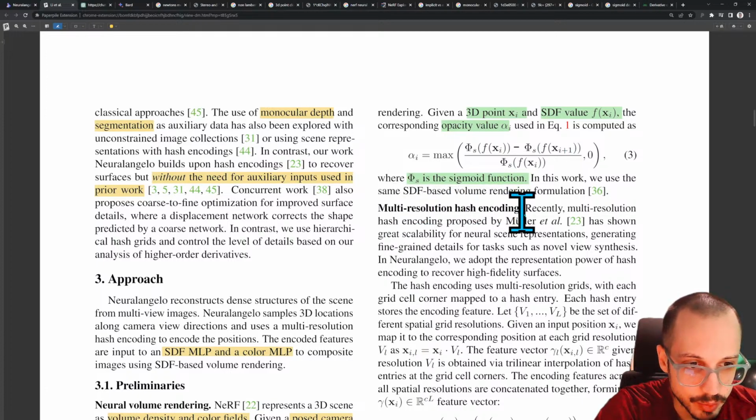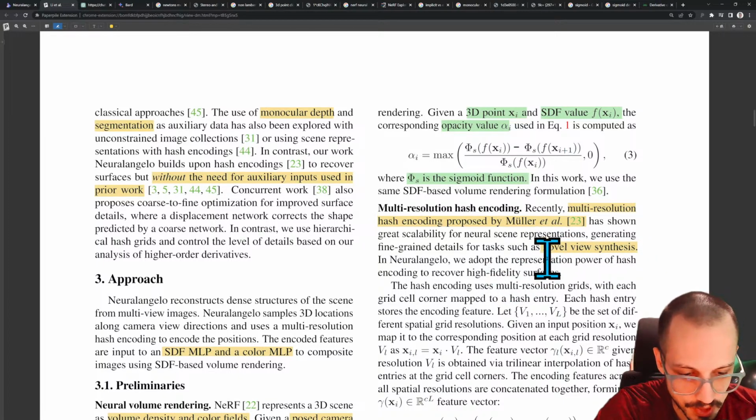Multi-resolution hash encoding. Recently, multi-resolution hash encoding, he keeps referencing his own paper here, has shown great scalability for neural scene representations, generating fine-grained details for tasks such as novel view synthesis. So novel view synthesis is different from neural surface reconstruction, because in surface reconstruction, technically, you have pictures of the object from all views, and you're trying to reconstruct the surface, right?